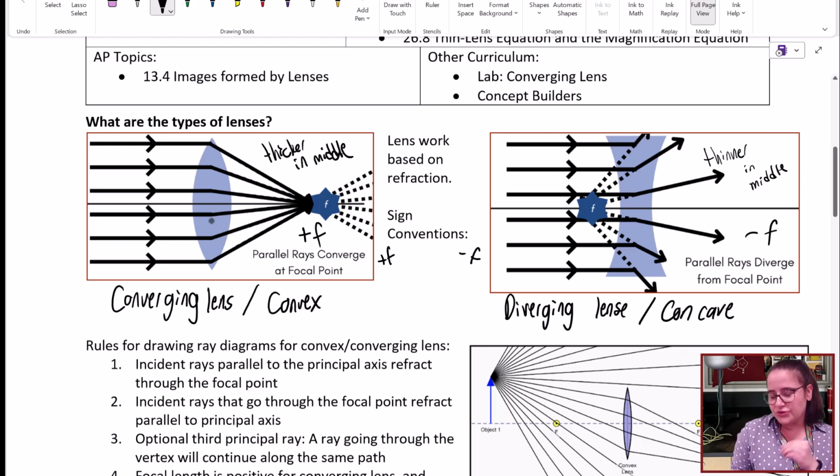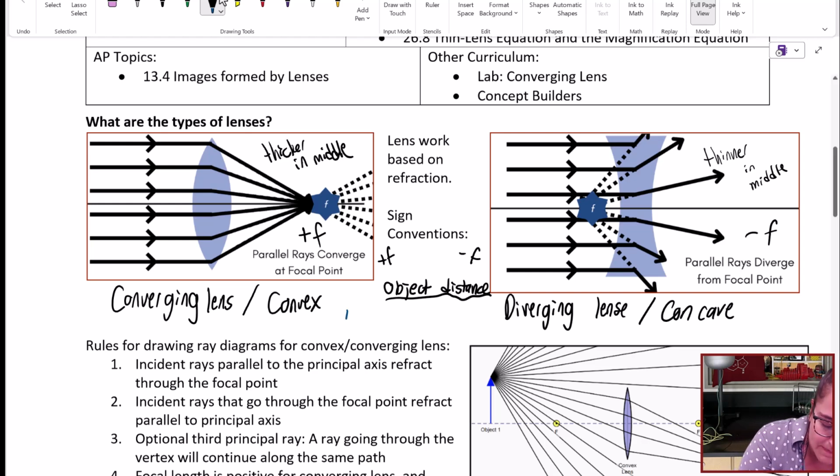But the object distance is a little bit different, okay? So for the object distance, it's going to be kind of opposite of mirrors. I like to think of it as if we have a positive object, the object distance is always going to be positive.